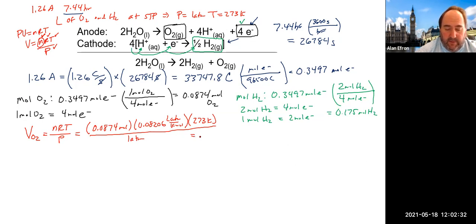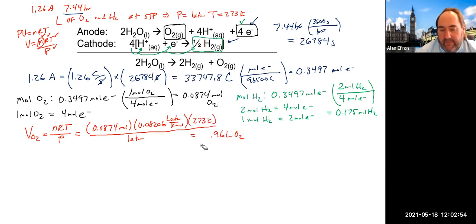And that gives us 0.0874 times 0.08206 times 273, going to give us like a 1.96 liters of O2 that would be produced here. Any questions on that one there?